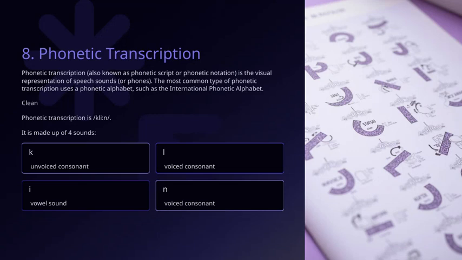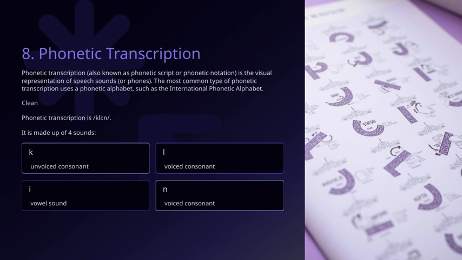Let's take a closer look at phonetic transcription, which is also known as phonetic script or notation. Essentially, it's a way to visually represent speech sounds or phones to show exactly how words are pronounced. The most common system used for this is the International Phonetic Alphabet, or IPA. For example, the word clean is transcribed as /kliːn/, and notice how each symbol corresponds to a specific sound.